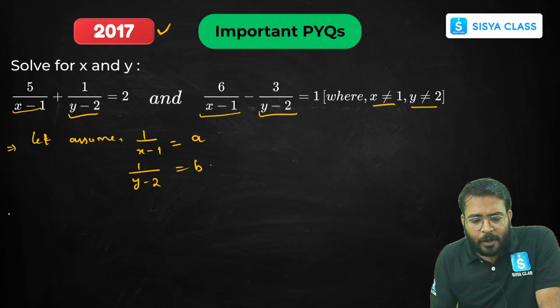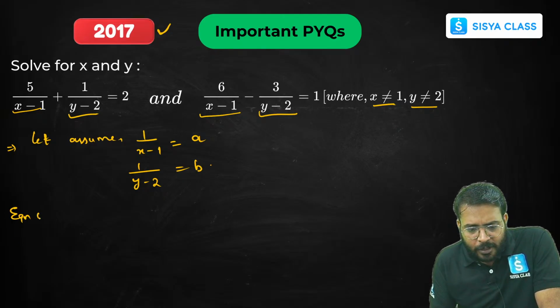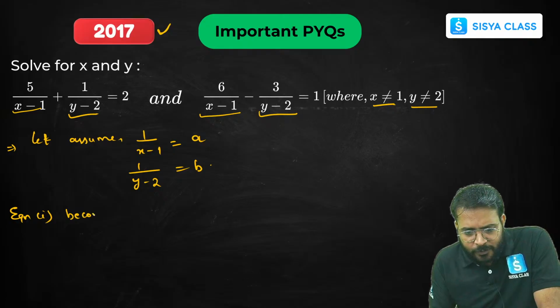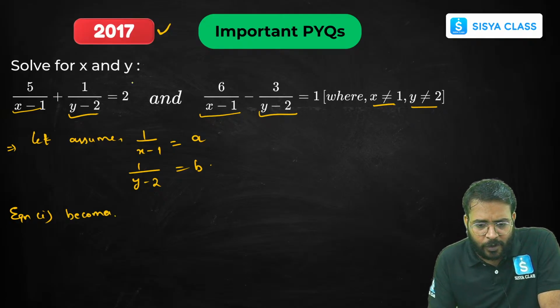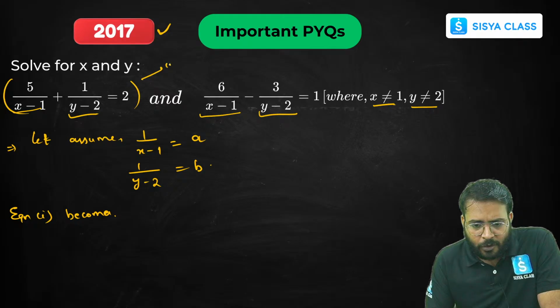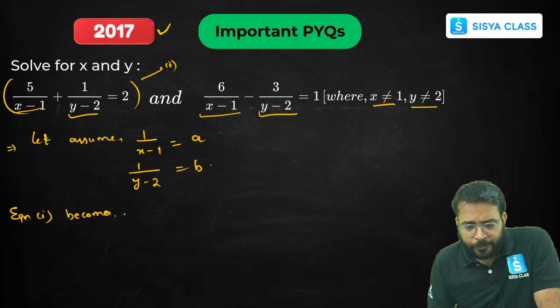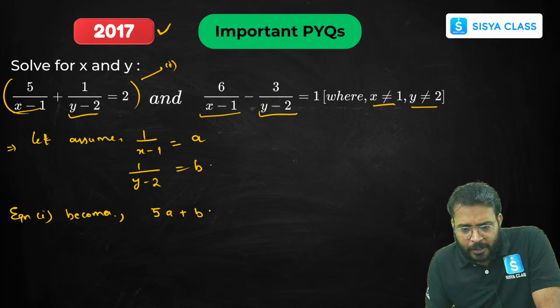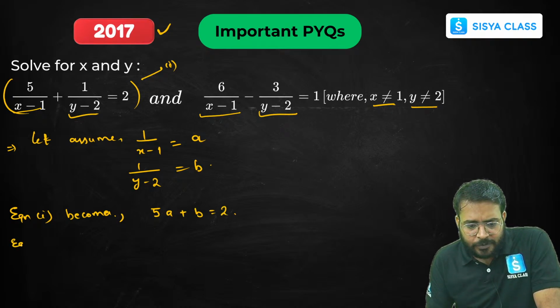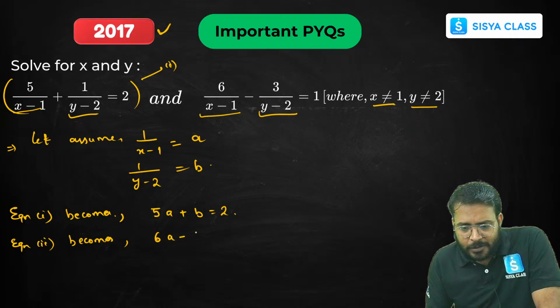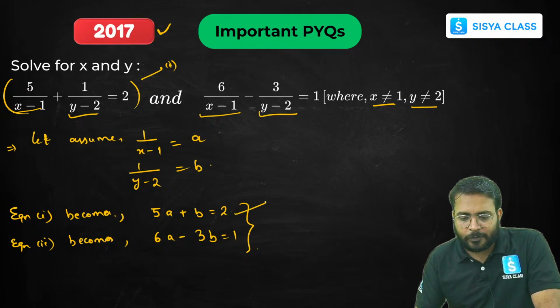So my equation 1 becomes, what does my equation 1 become, beta? Suppose this is my equation 1. My equation 1 will become 5a plus b is equal to 2, right? And equation 2 becomes 6a minus 3b is equal to 1. Yes or no? Now you just have to solve your equation 3rd and 4th. Suppose this is my equation 3rd and this is my equation 4th.